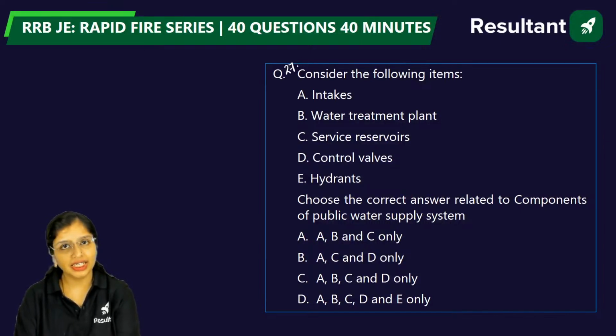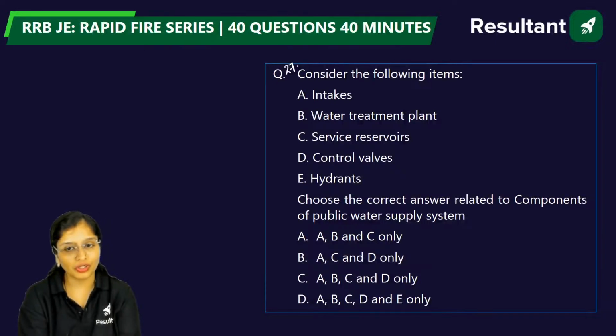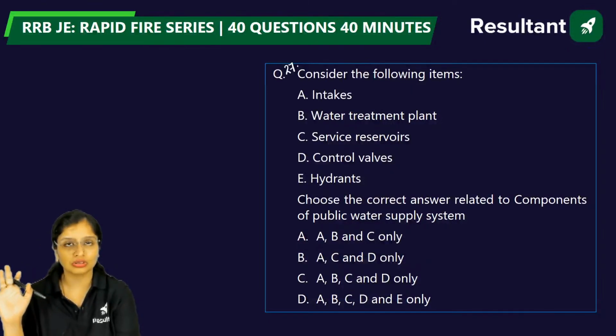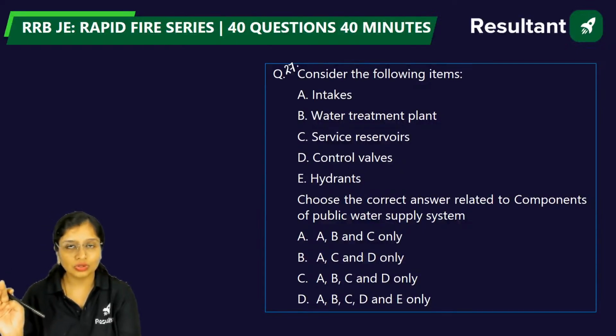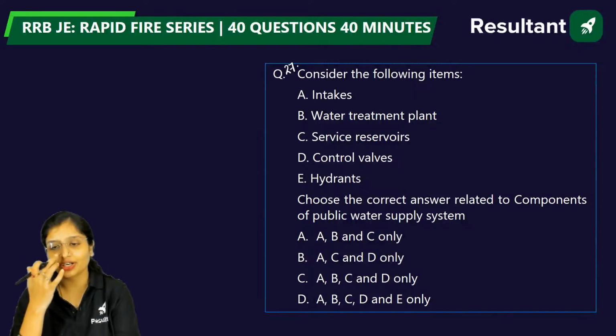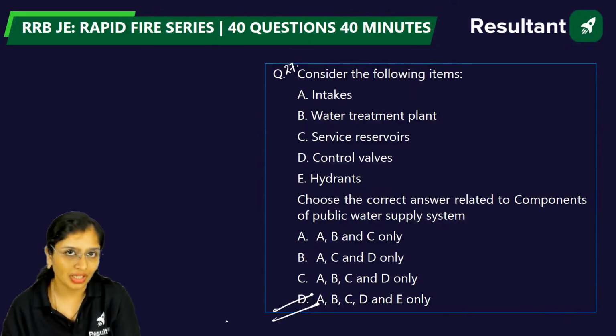Intakes, because we need to store the water. Water treatment plant, because you need to treat the water and remove the undesirable quality of water. Service reservoir, that pani ka tanki which you have in your society, that locality, those concrete tanks. It is required. Valves, so that proper regulation of the flow of water can be there. Hydrants, like fire hydrants, in case of outbreak of fire. So all these five are required components of a water supply system. So D is the correct one.